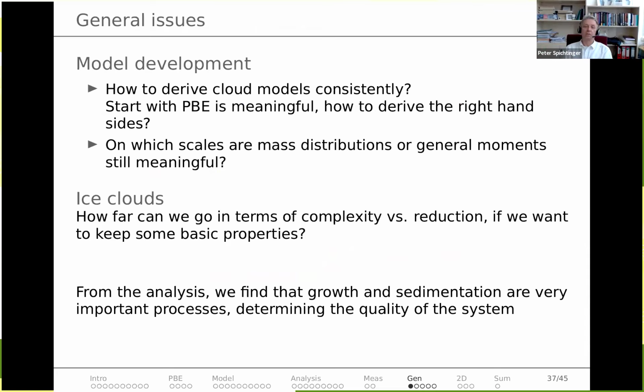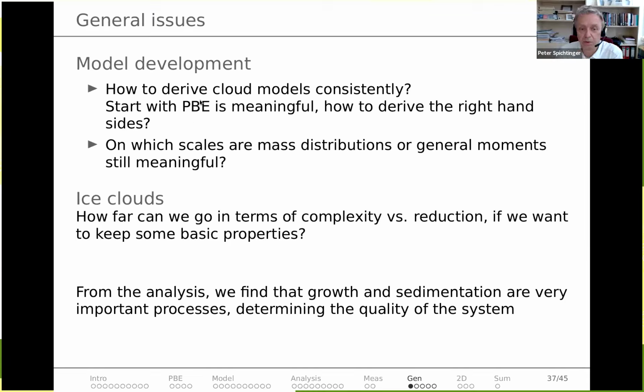So now you can ask the question, well, first, maybe starting with this here, how far can we go in terms of complexity? If we make the model more complex, kinetic correction, ventilation, whatever, complex shapes like spheres, like columns or something like that, how does it change? And on the other hand, you have these kind of general issues, how to derive these cloud models really consistently.